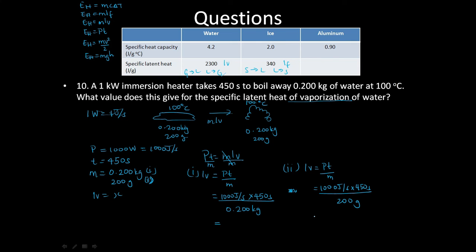So you get 2250 joules per gram, and if you round that up, you will end up getting 2300 to the nearest 100 right there.